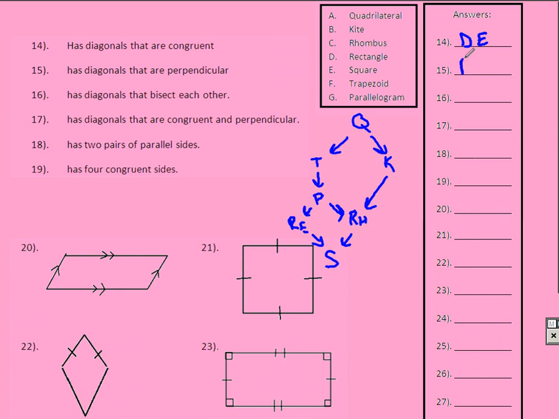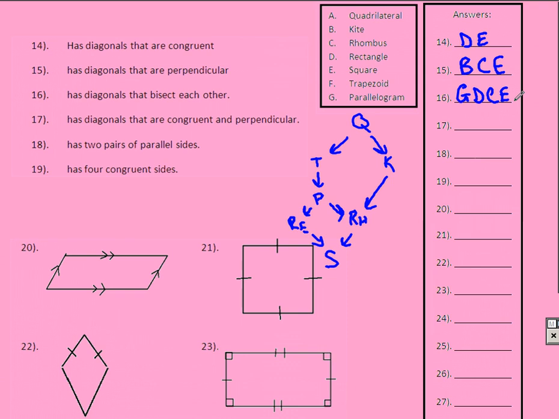So I have B for my kite, but I also want a rhombus and a square as my answers. Number 16, diagonals that bisect each other is a parallelogram. So my parallelogram is where I'll start with G, and then what could also be called a parallelogram? Rectangle and rhombus, and therefore also a square. So rectangle, rhombus, and square are also good answers.